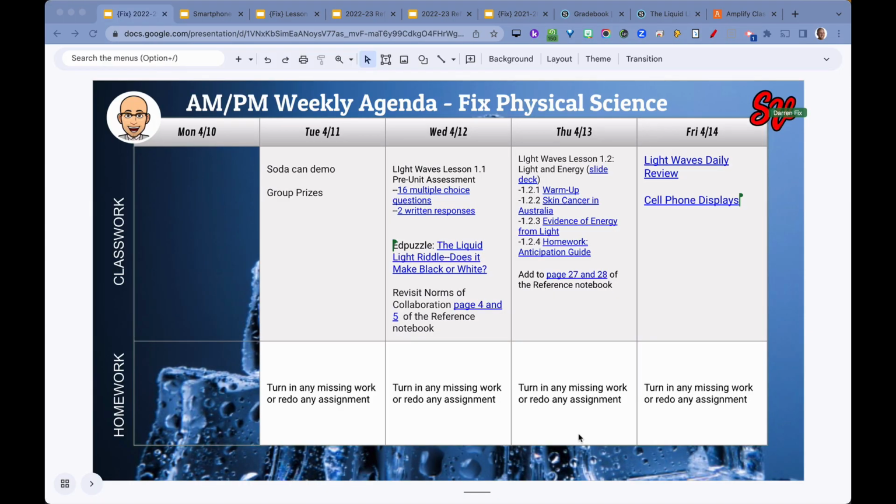All right, and the rest of the week, here's what we did. We did the soda can demo you just saw in that video. We started our Lightwaves unit.